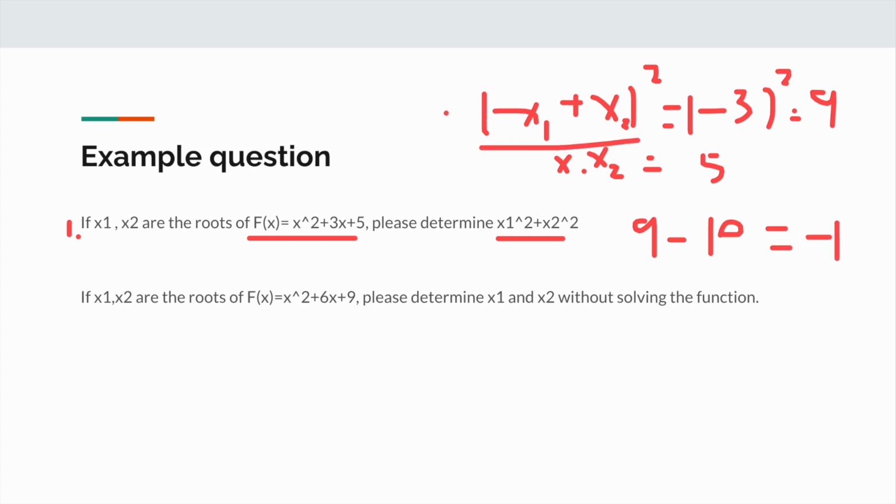As we expand the left-hand side of the sum, we get x1 squared plus 2 x1 x2 plus x2 squared. So the only thing we have to do is subtract the 2 x1 x2. The second question uses the same method, so I won't do it here. If you have any further questions, feel free to contact me through Gmail.